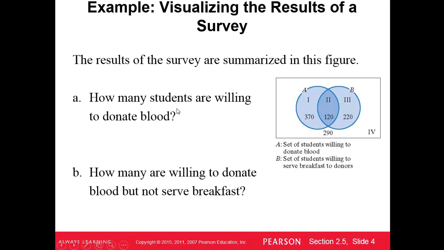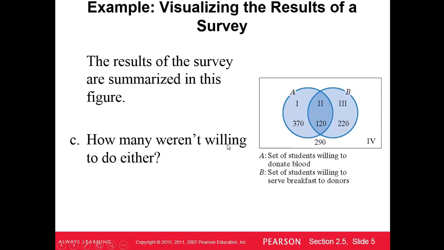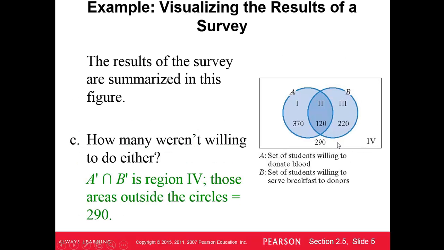And we could ask the question, how many students are willing to donate blood? Well, that would be circle A. All of circle A. So it's 490. How many are willing to donate blood but not serve breakfast? Well, that's the 370. That's the part that does not overlap with circle B. How many weren't willing to do either? Well, that's the 290 that were outside circle A or B.